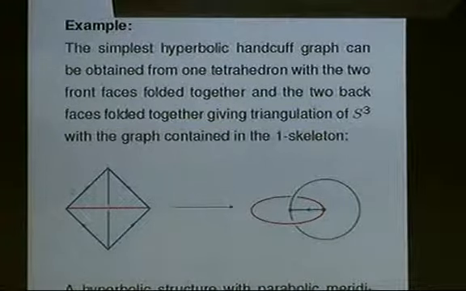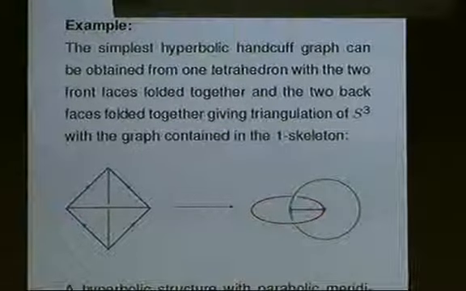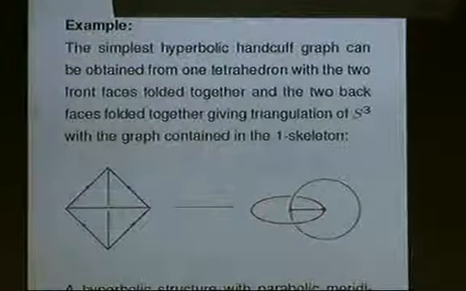Now, in fact, it's not hard to triangulate the 3-sphere with one tetrahedron so that we end up with this graph in the 1-skeleton. So here's the picture. You start with a single tetrahedron. You take the 2 triangles on the front, and you fold them together. So the top part gets folded to the bottom, and this blue edge gets glued to this edge gets glued to this. So that's the first step.